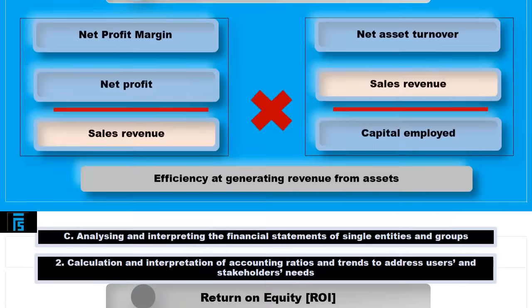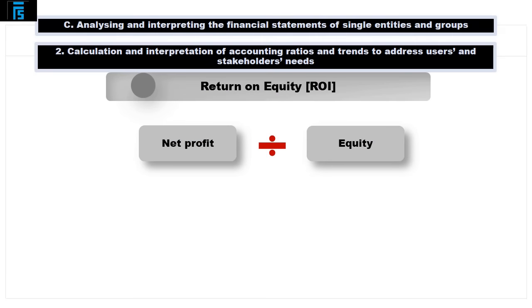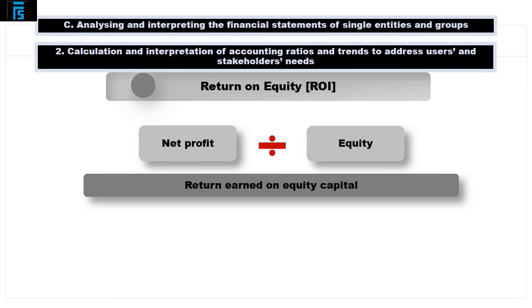A follow-on ratio from the return on capital employed is the popular and commonly used return on equity, or ROE, which is computed by dividing net profit by the amount of equity. ROE obviously reflects the return earned by a company on its equity capital. As noted, return is measured as net income, that is after making a deduction for interest accruing to the providers of debt financing.